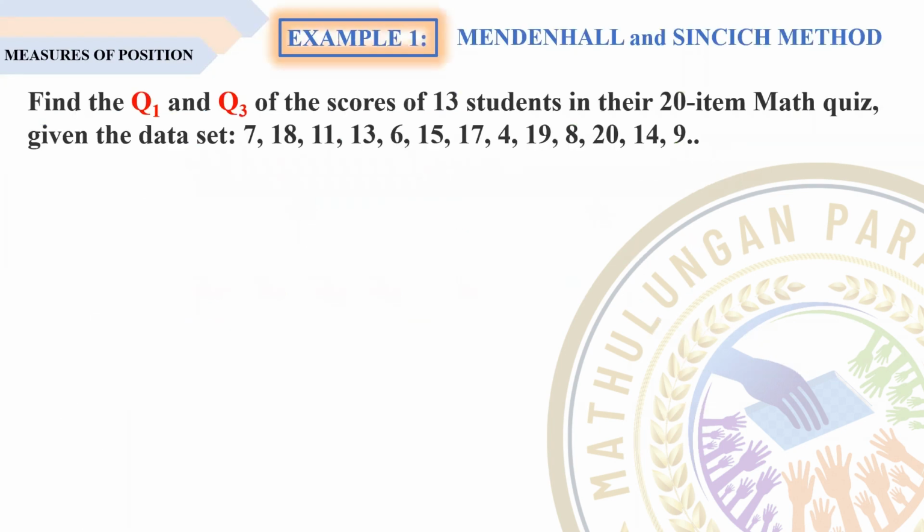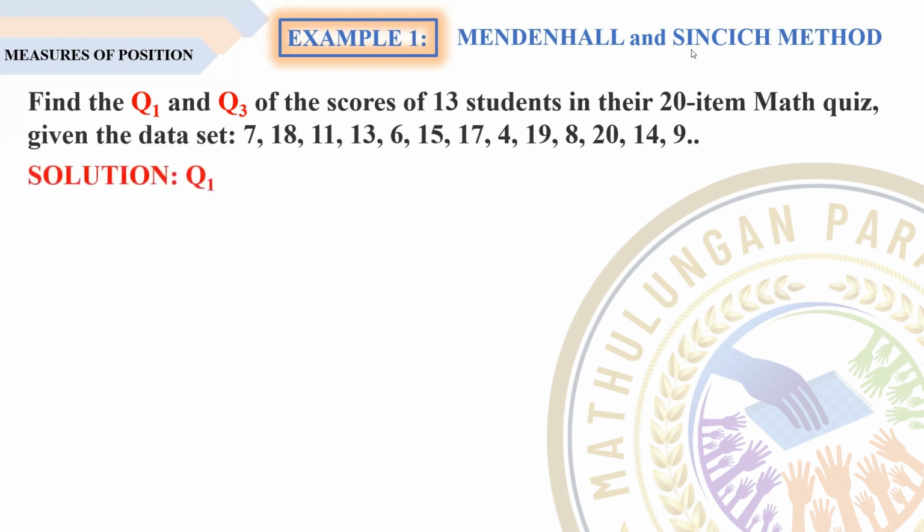Now, let us have our example number 1 para mas maintindihan natin ang ating rules. So, using the Mendenhall and Sincich method, find the quartile 1 and quartile 3 of the scores of 13 students in their 20-item math quiz given the dataset 7, 18, 11, 13, 6, 15, 17, 4, 19, 8, 20, 14, and 9.